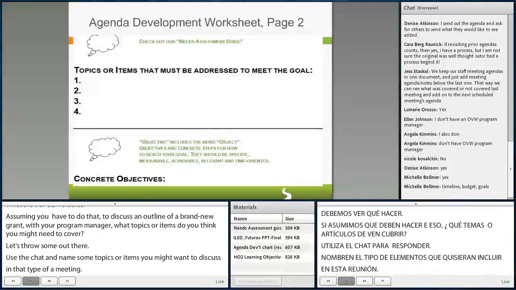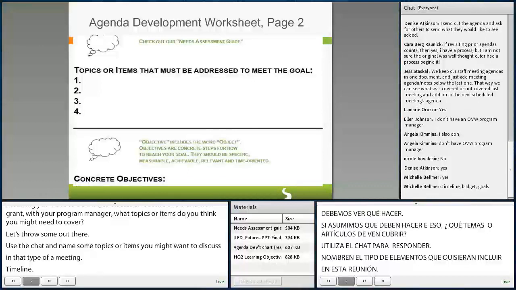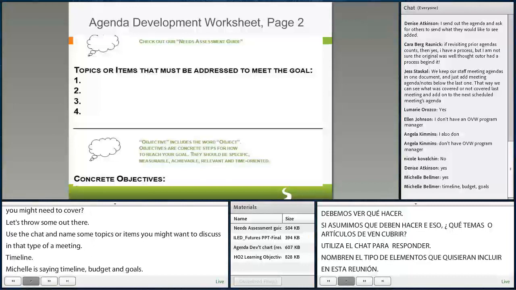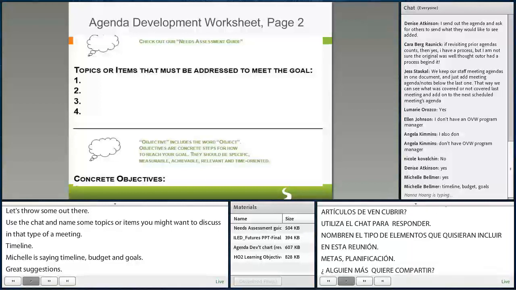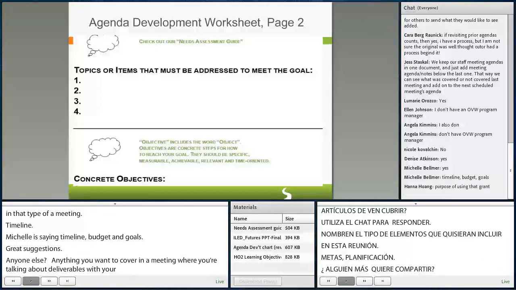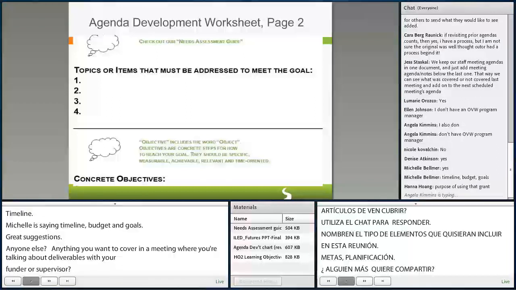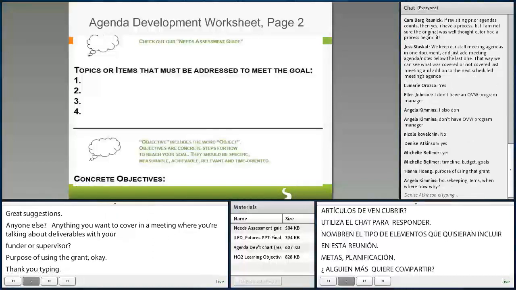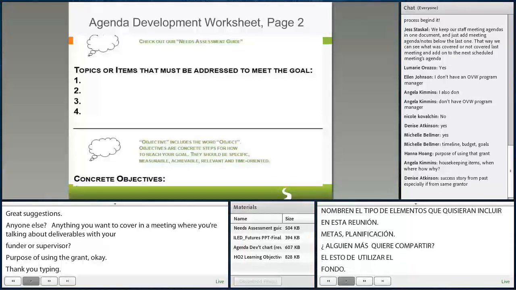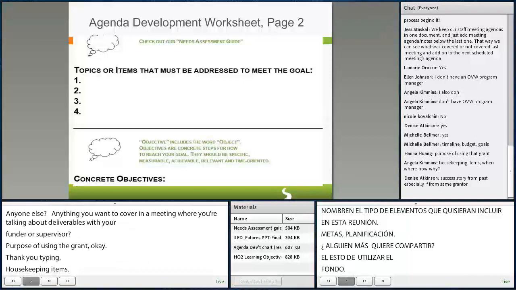Okay, timeline. Michelle's saying timeline, budget, goals. Yep, those are all great suggestions. Anybody else want to offer anything that you might want to cover in a meeting where you're talking about your deliverables with your funder or supervisor? Hannah is typing. Purpose of using the grant. Okay. Thank you, Hannah. Angela is typing. Housekeeping items. Great. When, where, how, why. Definitely. Success story from past, especially if the same grantor. Okay.